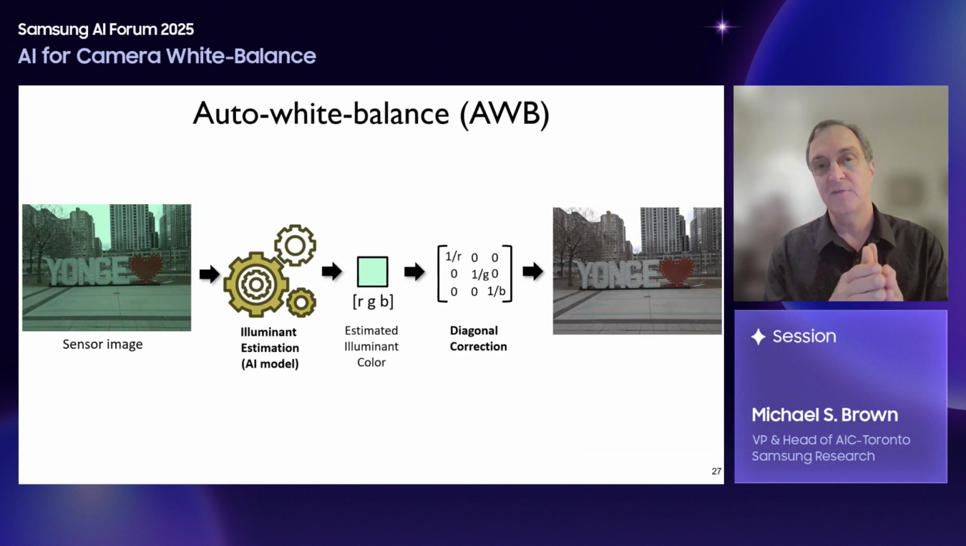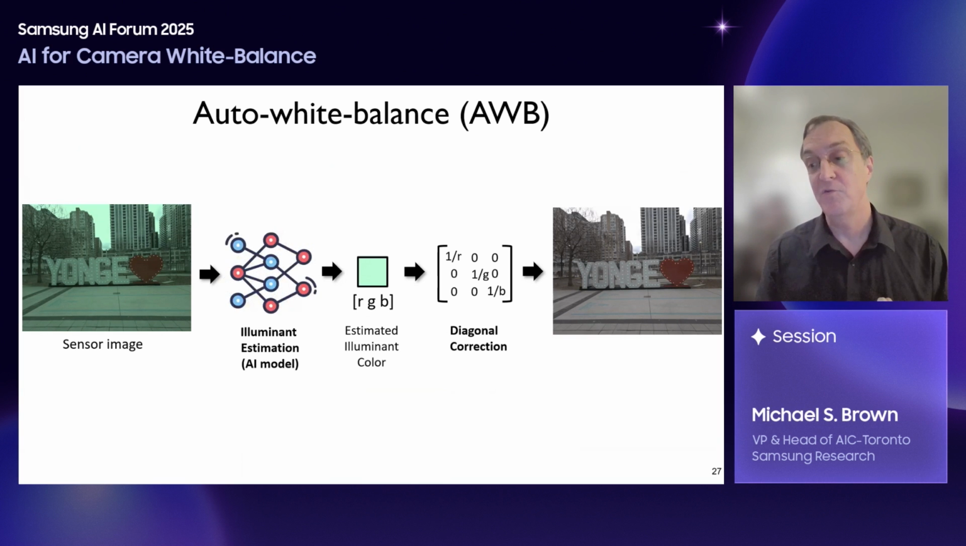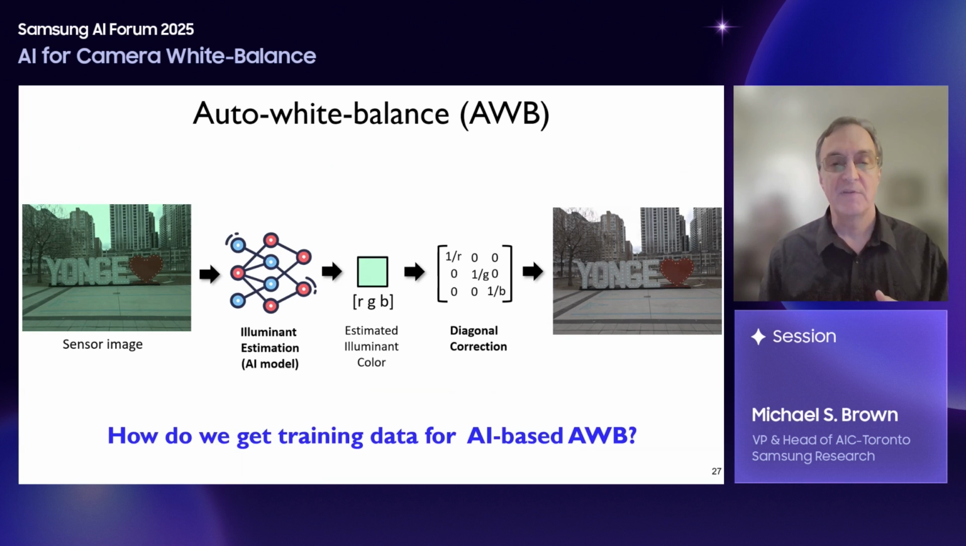So again, this is the processing chain for auto white balance. The image comes in, you estimate the illumination, and then you correct it. Essentially what we're going to do is replace this with some sort of neural model, an AI model. Now, before we start, we should think about how you get training data for this. We need to supervise this model.